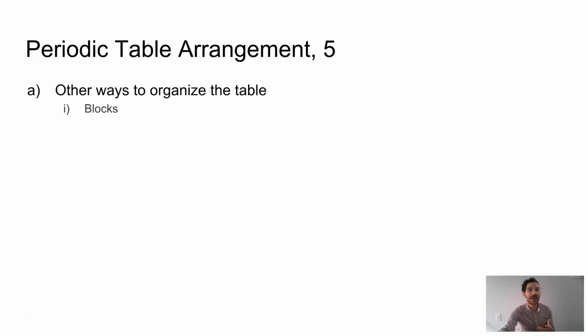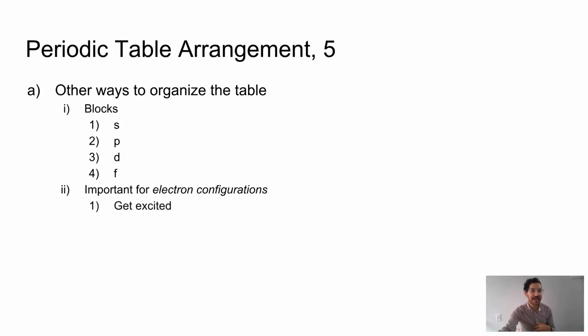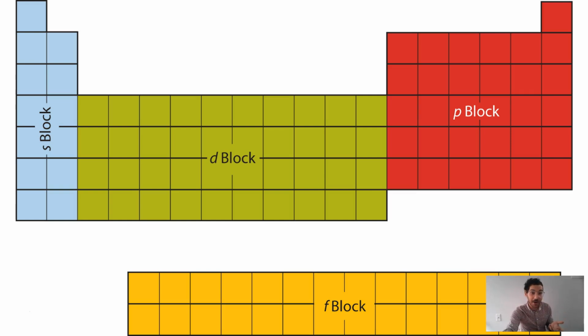So there's other ways we can organize the periodic table. There are these things called blocks. We can break it into S, P, D, and F blocks. These are important for studying electron configurations, so I figured I'd give them a shout out now. And so, yeah, here they are. Our alkali metals and alkaline earth metals make up the S block. The other main group elements make up the P block. Our transition metals are the D block. And our F block, which we will talk about very little, is the rare earth metals.